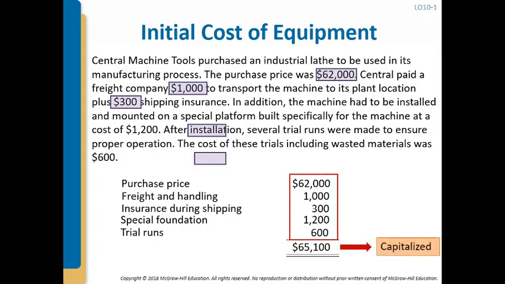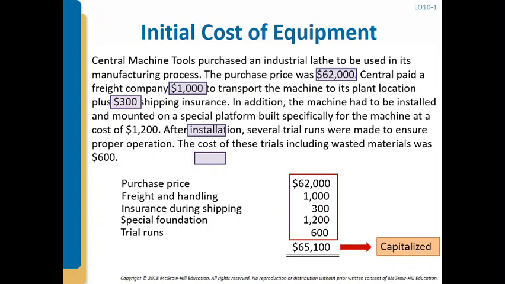All right, so we have here an example. Purchase an industrial lathe to be used, and of course, any purchase discounts would reduce the cost. Here, the purchase price is $62,000 for this lathe. They paid a freight company $1,000 to transport the machine to its plant location, plus $300 in shipping insurance.